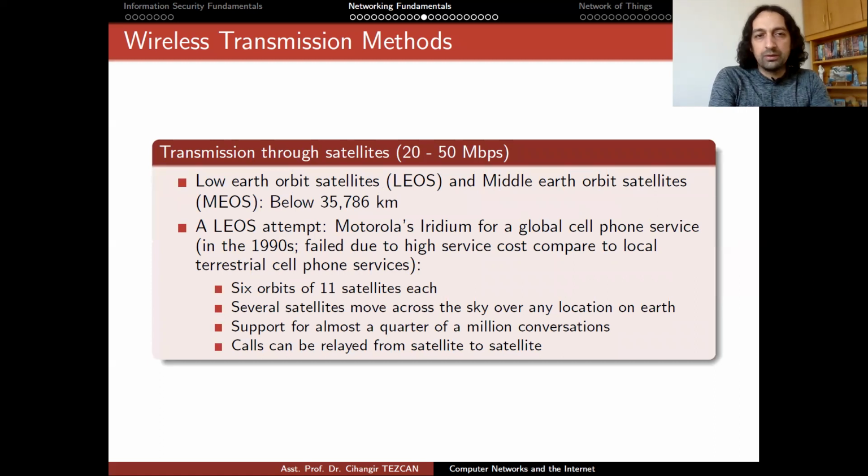There are also low Earth orbit satellites and middle Earth orbit satellites. These are below the geostationary satellites, which were at a distance of 35,000 kilometers. There was a LEO attempt by Motorola's Iridium project for a global cell phone service in the 1990s, which failed due to high service cost compared to local terrestrial cell phone services.